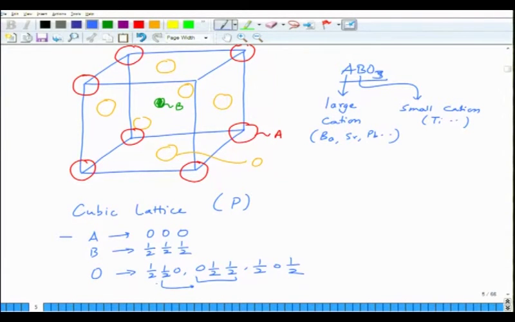So if you translate, let's say, half, half, 0 by 1 0 0, you will get 3 by 2, half, 0. If you translate this by 0 1 0, you will get half, 3 by 2, 0. Similarly, if you translate this by 0 0 1, you will get half, half, 1. So you will not reproduce these 2 points. In order to produce these 2 points, you need to explicitly mention them. So that is why it is a primitive lattice.